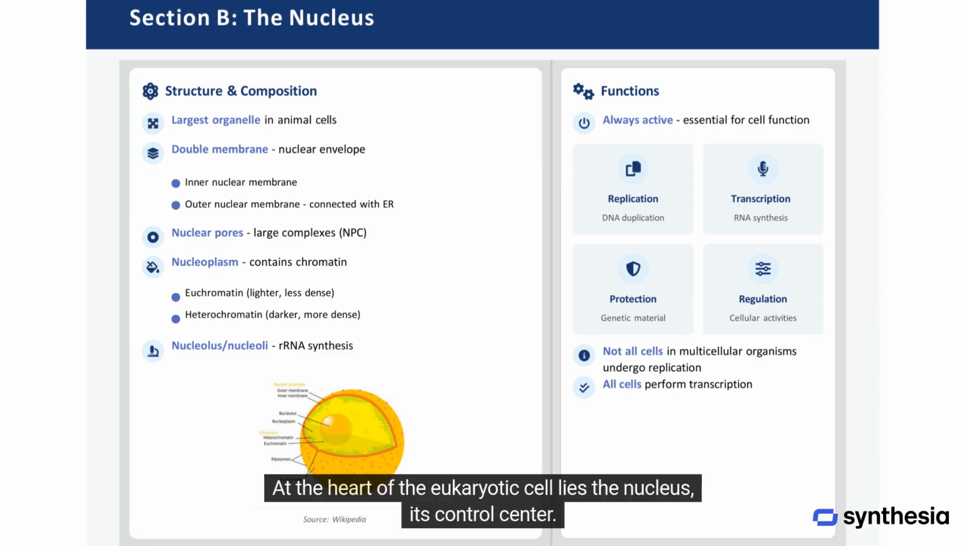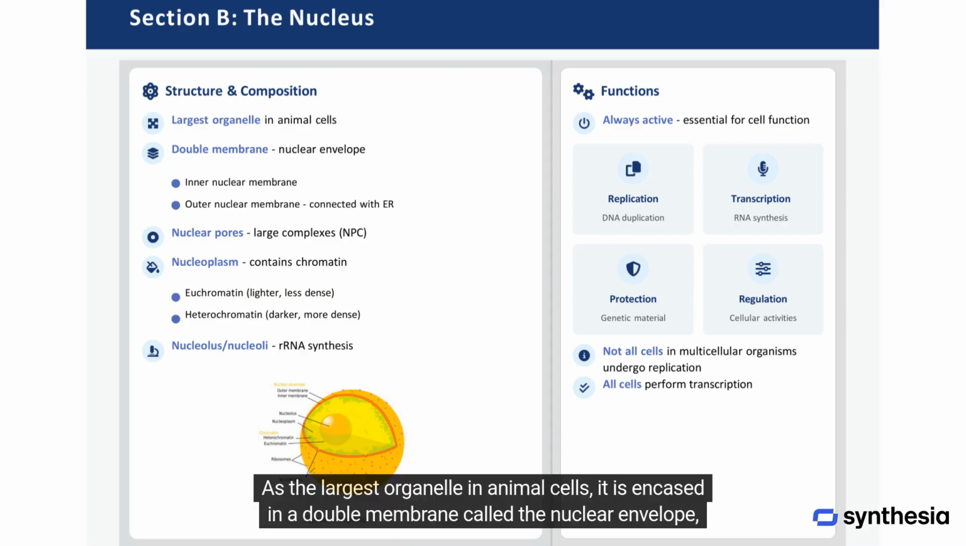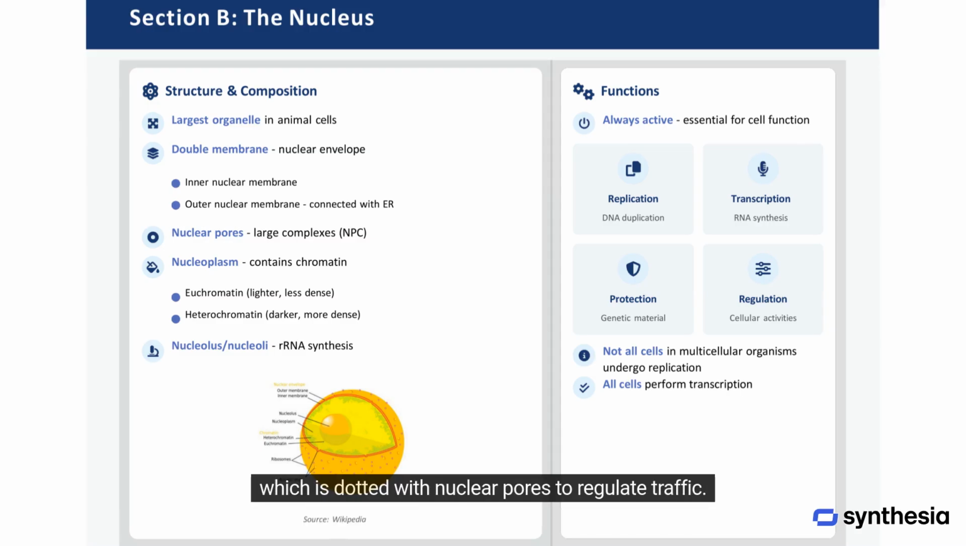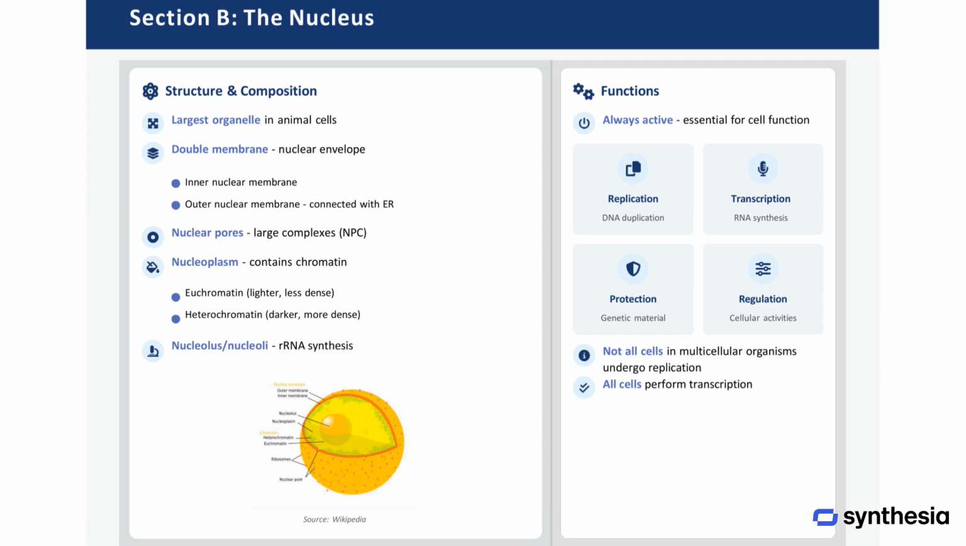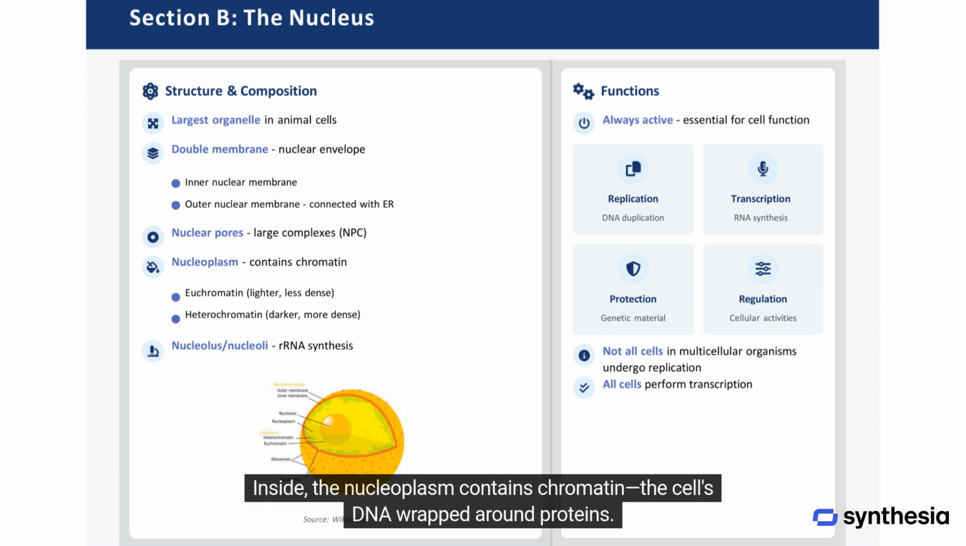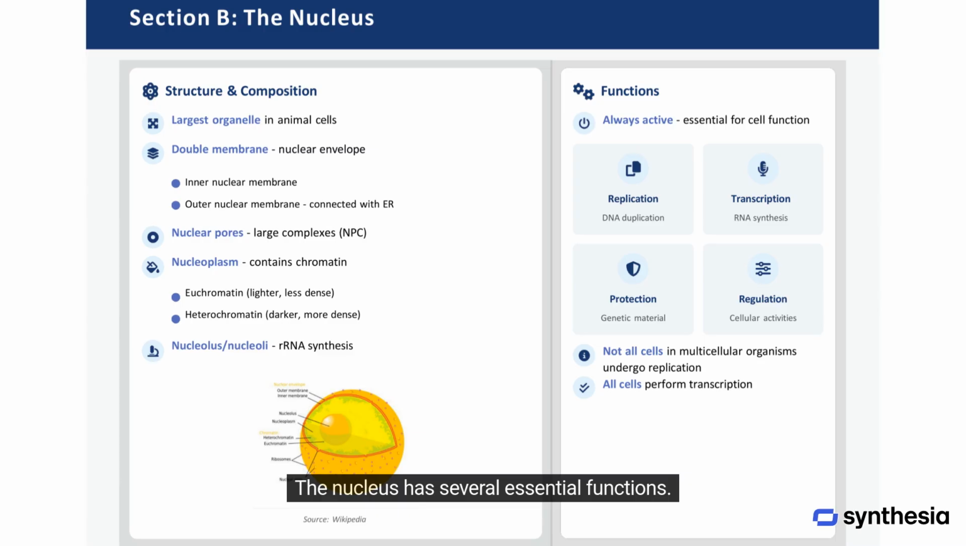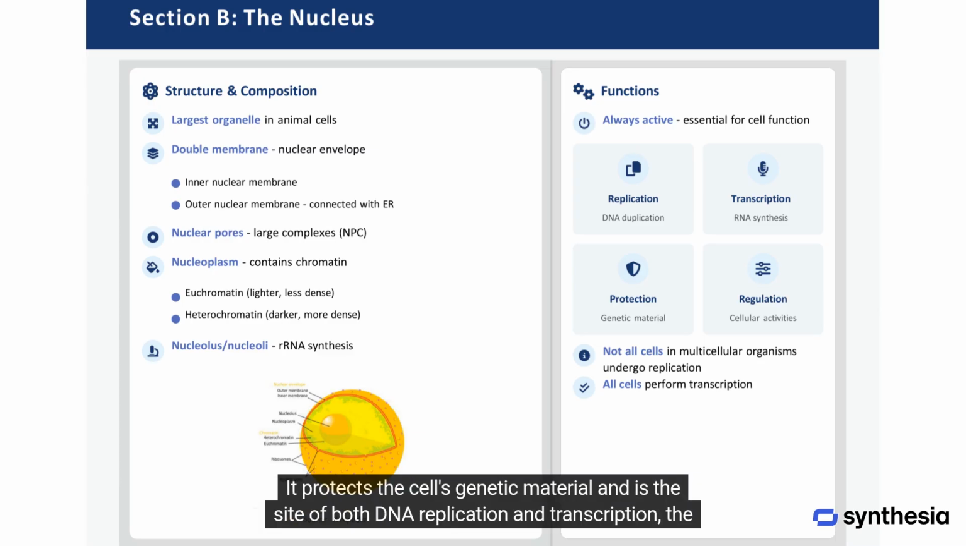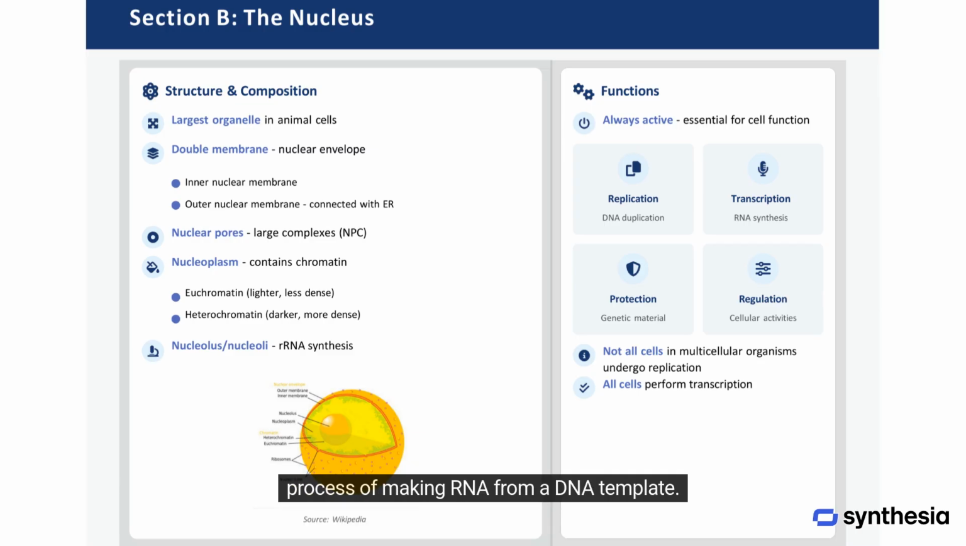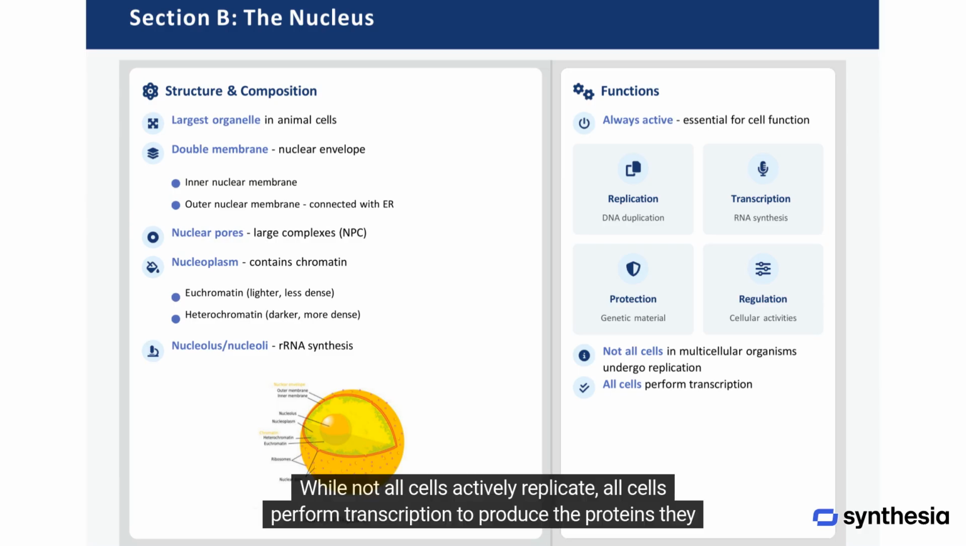At the heart of the eukaryotic cell lies the nucleus, its control center. As the largest organelle in animal cells, it is encased in a double membrane called the nuclear envelope, which is dotted with nuclear pores to regulate traffic. Inside, the nucleoplasm contains chromatin, the cell's DNA wrapped around proteins. The nucleus has several essential functions. It protects the cell's genetic material and is the site of both DNA replication and transcription, the process of making RNA from a DNA template. While not all cells actively replicate, all cells perform transcription to produce the proteins they need to function.